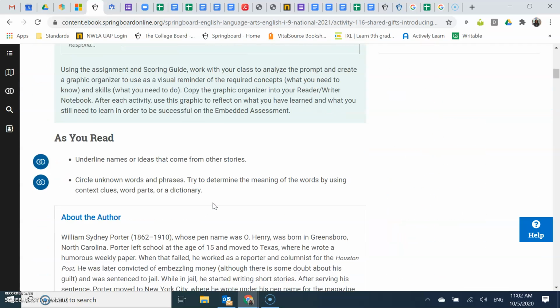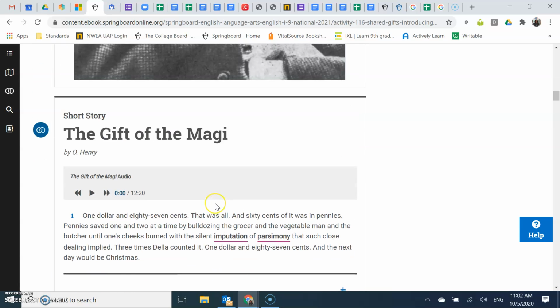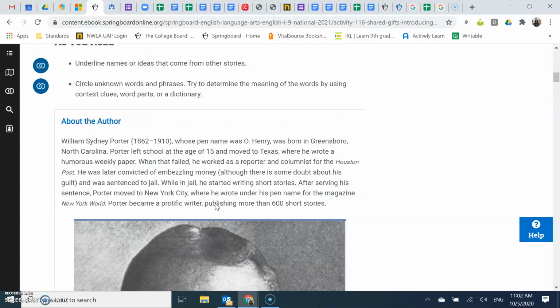No. Guess what? We're going to read Gift of the Magi again. But this time, which I think is wonderful, it's a story that you are familiar with, so you don't have to worry about not understanding the story. We're just going to look at it in a different light. Okay? We're going to come up with a different theme for this story than what we did last year.